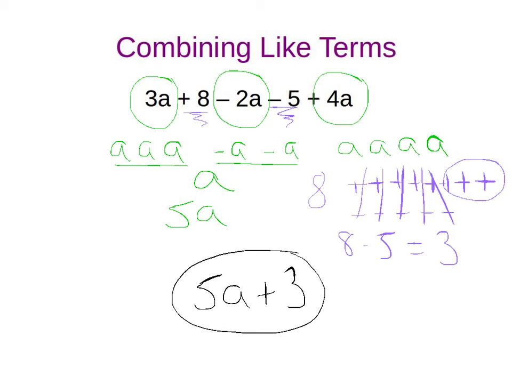This is like saying I have 5 apples and $3. I can't combine them and say I have 8 apple dollars because there's no such thing. So my final answer is going to be 5a plus 3. Pause the video now to copy down this example problem into your notes.